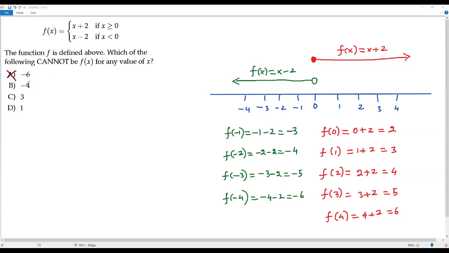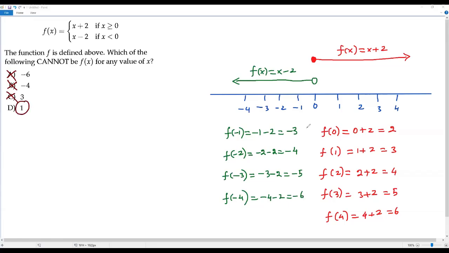And now let's go to answer choice B. We have -4. Here we have -4 as the value of the given function f of x. So since -4 can be the value of the given function f of x, we can reject answer choice B as well. Okay, now let me go to answer choice C. We have 3, and we have 3 as the value of the function f of x. So since 3 also can be the value of the function f of x, we can reject answer choice C as well.